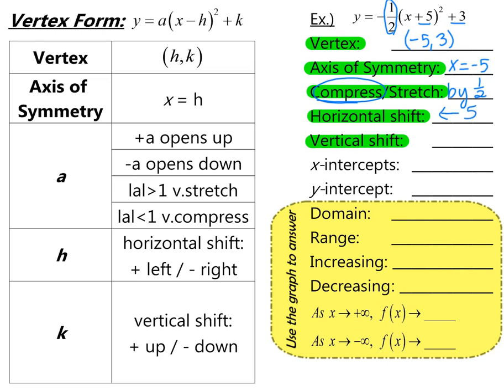And our vertical shift is based on our k, which is also the y-coordinate of our vertex, and it means we're going up 3. Now this is all the information we can gather from a quadratic written in vertex form.